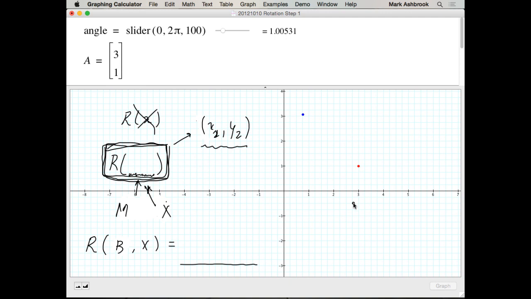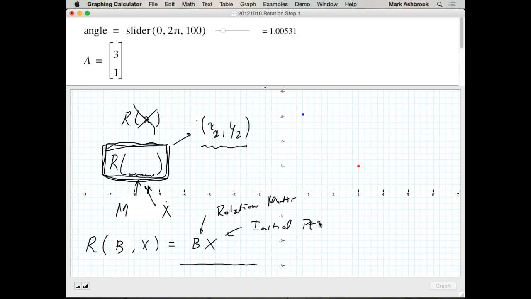So if you got it to work, that's great, I applaud you. I'm not saying that you're wrong. I'm saying if we set up this function as R of B comma X, M times A is not going to work because I've chosen dummy variables B and X. So it's B times X, because you're going to input M into B and A into X. So the definition of the function is this: B, which we know is our rotation matrix, and X is going to represent my initial point.